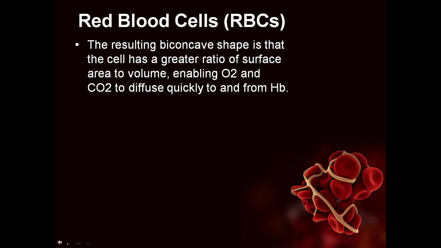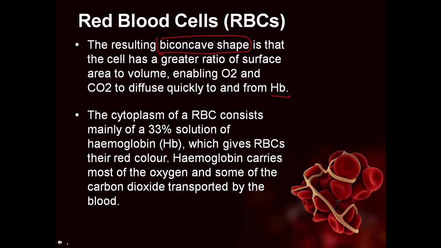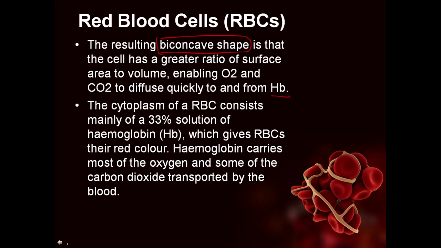Now the biconcave shape means that the cell has a greater ratio of surface area to volume, enabling O2 and CO2 to diffuse quickly to and from Hb. So the biconcave structure is another point of adaptation, right? The resulting biconcave shape gives the cell a greater ratio of surface area to volume, enabling oxygen and CO2 to diffuse quickly to and from the hemoglobin. Hemoglobin is a pigment present in the RBCs.